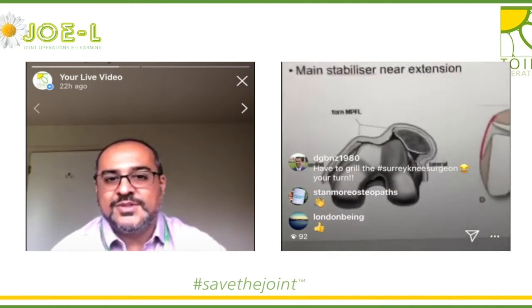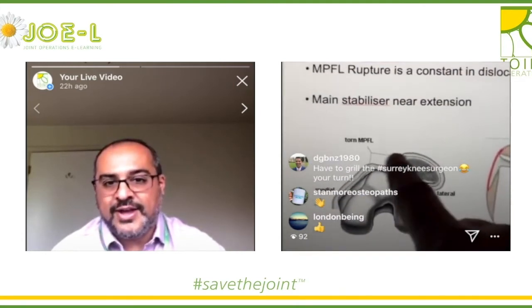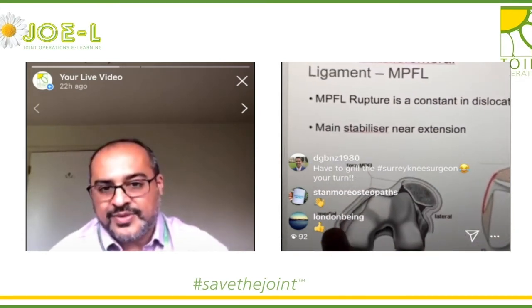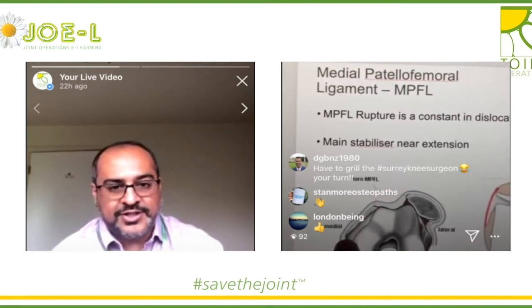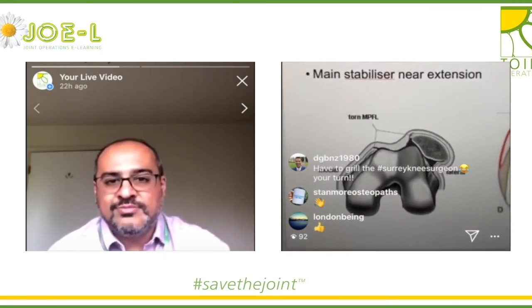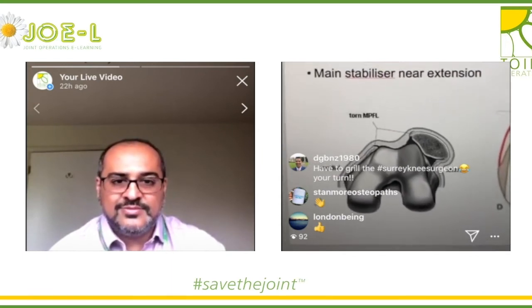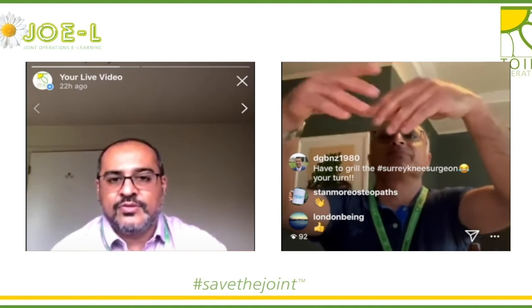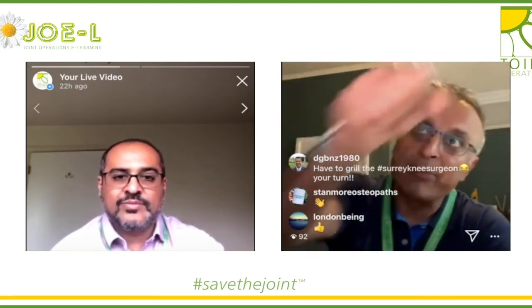So here's the kneecap, come over the slide. This is the MPFL. So it's not broken, but it's gone. So you assume the MPFL is gone when you have a dislocated kneecap. But we can have a look at it on the MRI scan, and the MPFL can pull a chunk of bone off and stuff. We can fix those back.